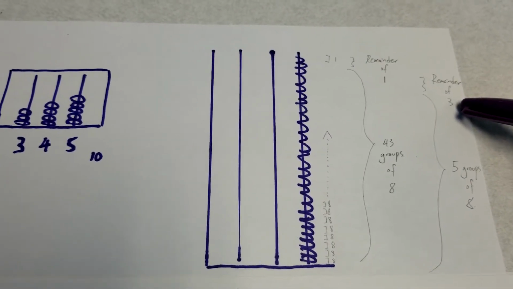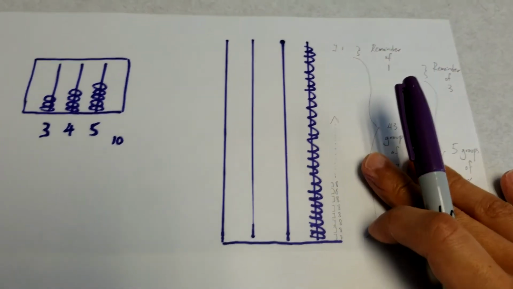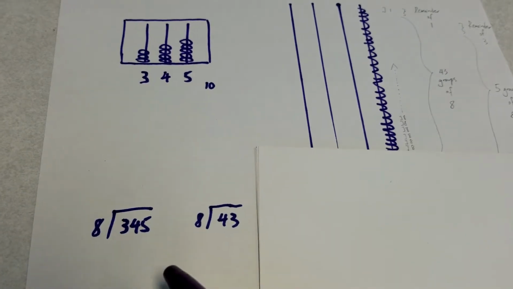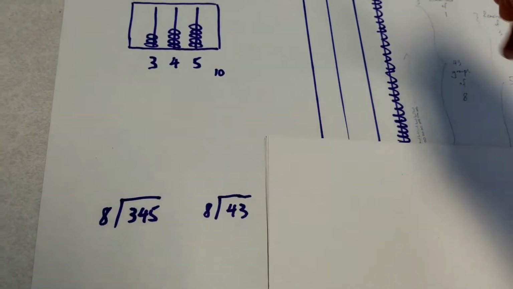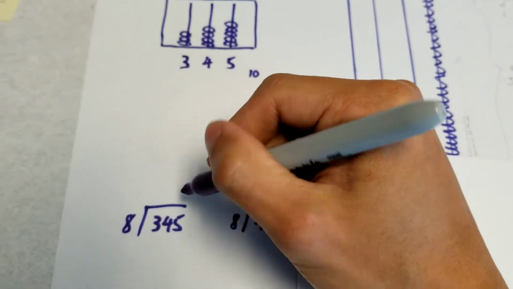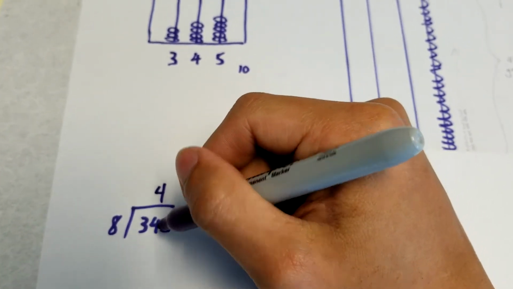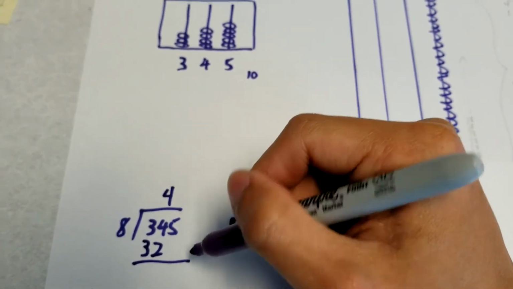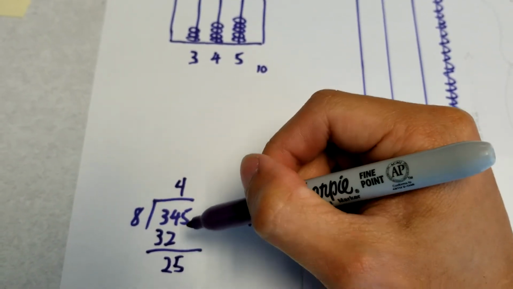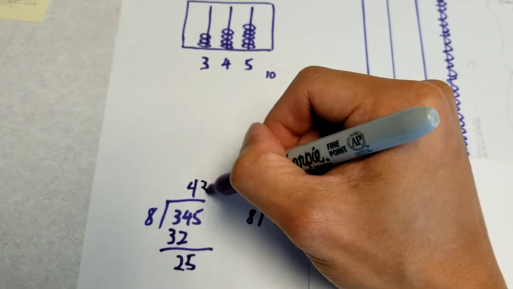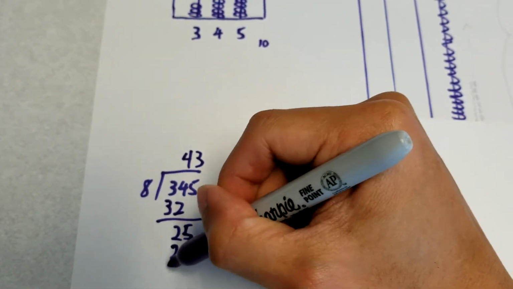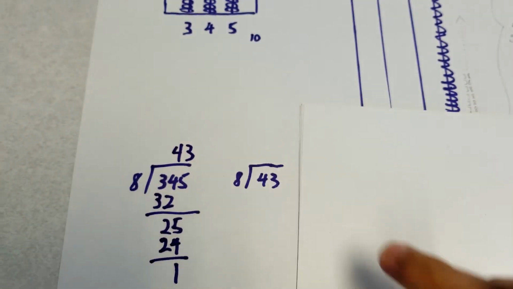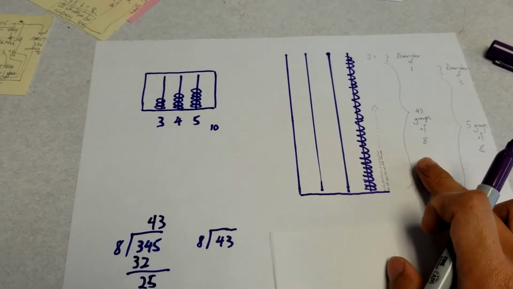All right, now let's try to do it with numbers. So when we do it with numbers, first we're going to do 345 divided by 8. So that means you have the 4 right here, and then 32, and then you have the 2 right here, put the 5 down here, and then 8 times 3 is 24, and then you have 1 remaining. So this is the 43 groups of 8 right here.